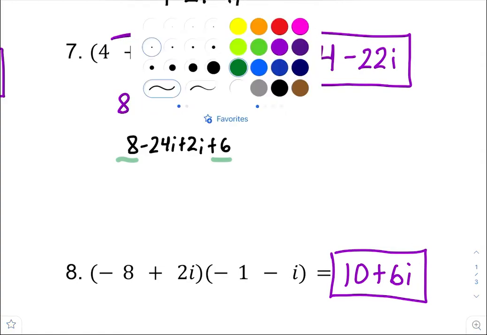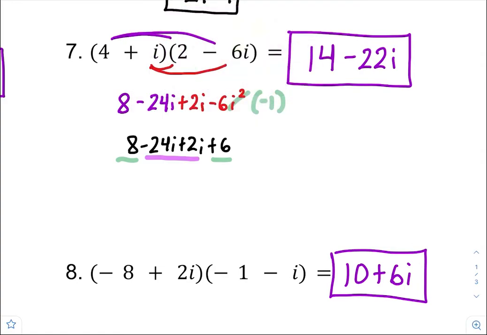Reals, and then combine your imaginaries. For the reals, 8 plus 6 is 14. For the imaginaries, negative 24 plus 2 is negative 22i. Good.